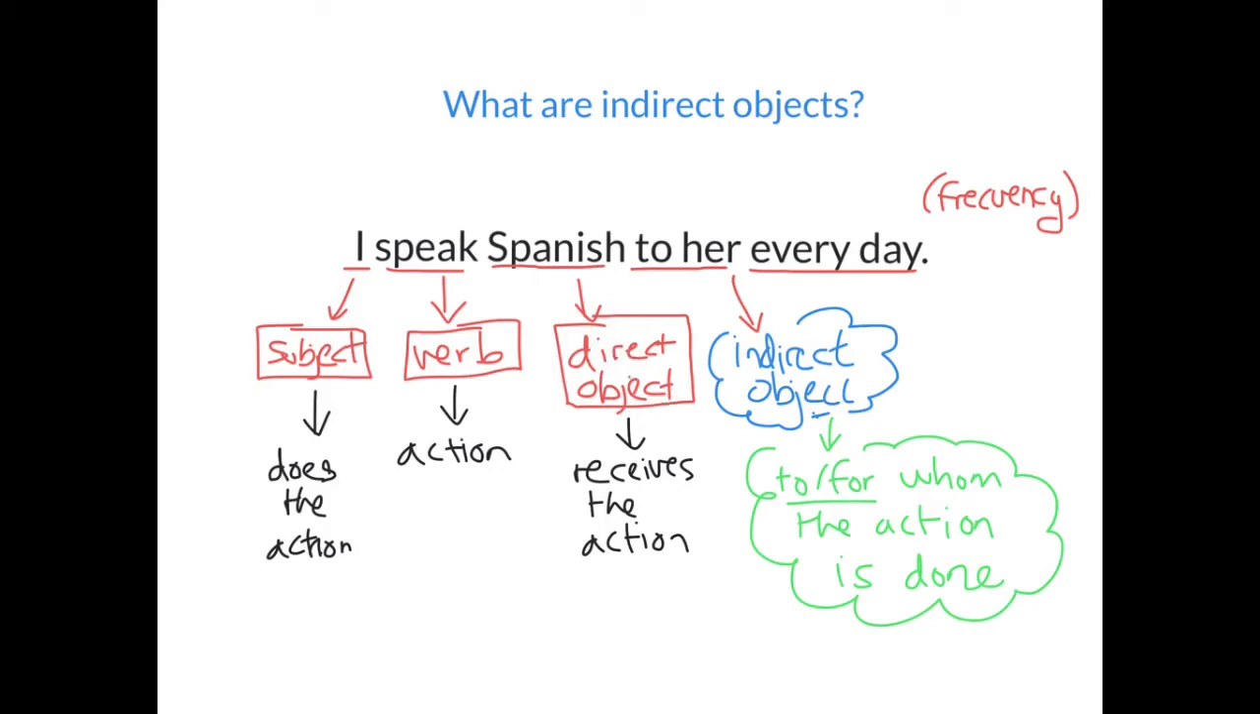You might have heard of these before. So that's what receives the action. So in this case, what is being spoken? Spanish. Then we've got to her. This is the part we want to focus on for indirect objects because to her is the indirect object. What's the definition of that? To or for whom the action is done. So to whom is Spanish spoken? To her. So she is the indirect object, to her. And then lastly, we've got our frequency, every day.